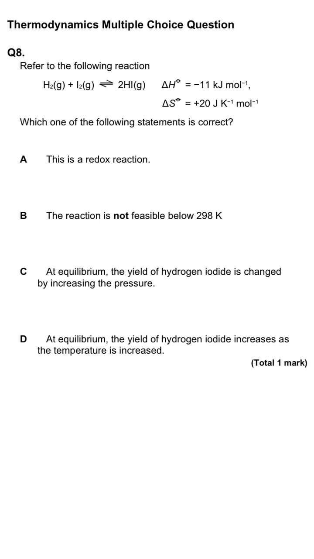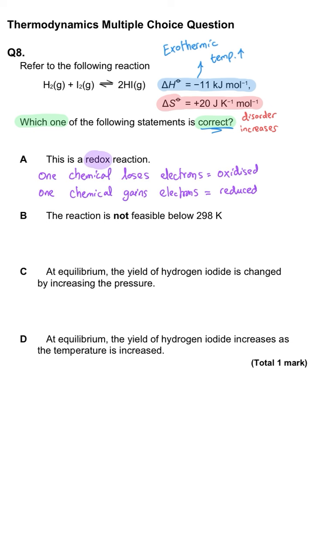Here we're being shown an equation for the reaction between the elements hydrogen and iodine to produce hydrogen iodide gas. We've been shown the enthalpy change is negative, so it's exothermic, and the entropy change is positive. Which one of the following statements is correct? This is a redox reaction.